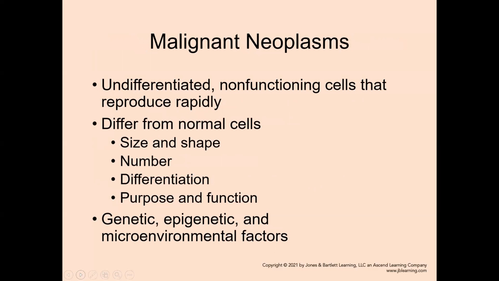So malignant neoplasms are when the cells are undifferentiated and non-functioning and they do not look like their host cells. They are different shapes and sizes, there are different numbers, there are different purposes and functions. And this can all be related back to genetic factors, epigenetic factors, and microenvironmental factors.